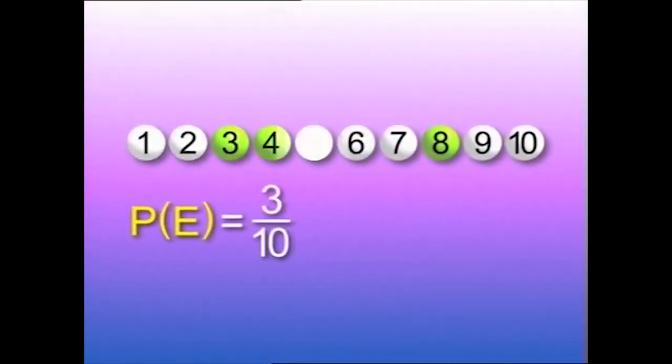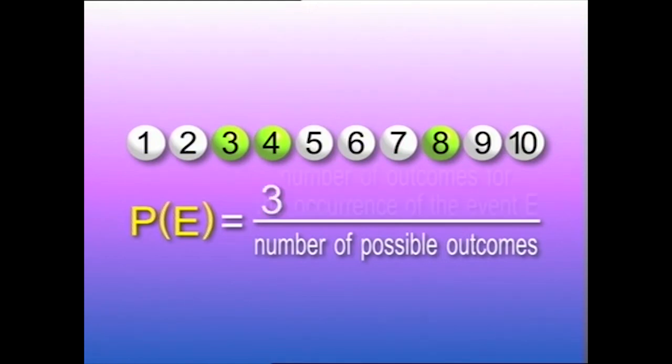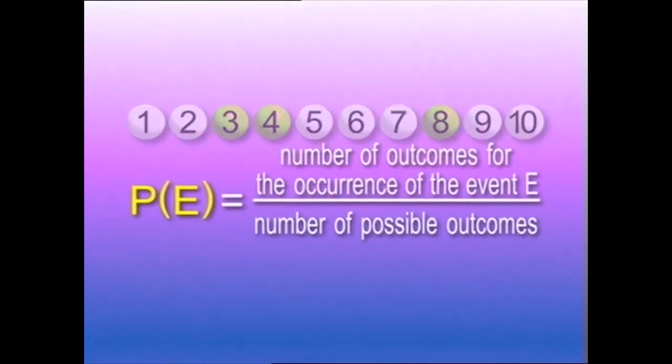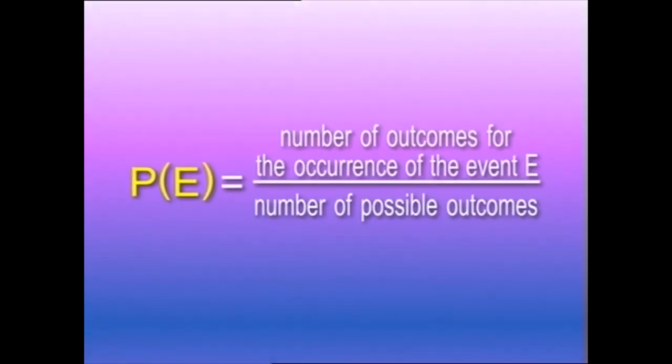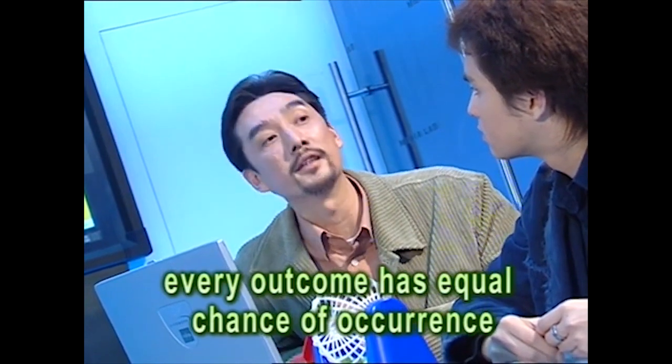Since a total of 10 balls may be extracted from the tombola cage, 10 is the total number of possible outcomes. And as there are 3 green balls in all, 3 different results can give rise to a prize being won. Therefore, 3 is the number of outcomes giving rise to a prize being won. Here, therefore, is the formula of probability. Using the formula to calculate probability, we must make sure that every single outcome possesses an equal chance of occurring.